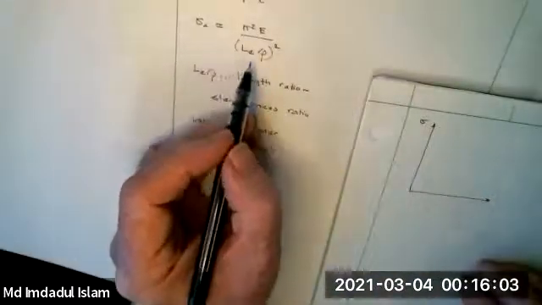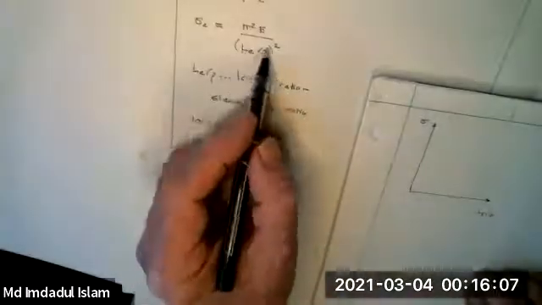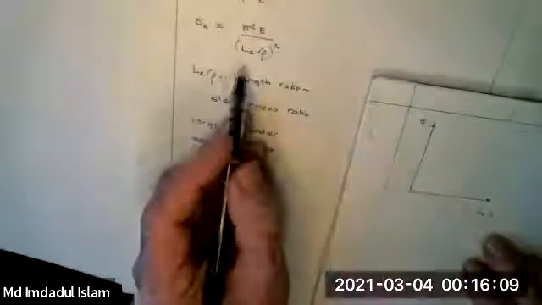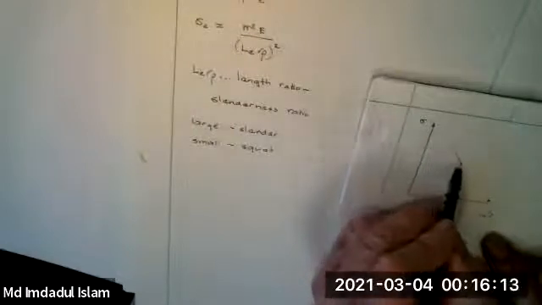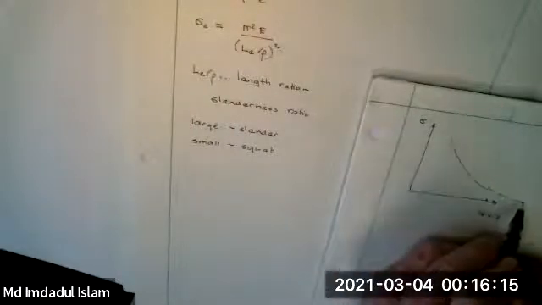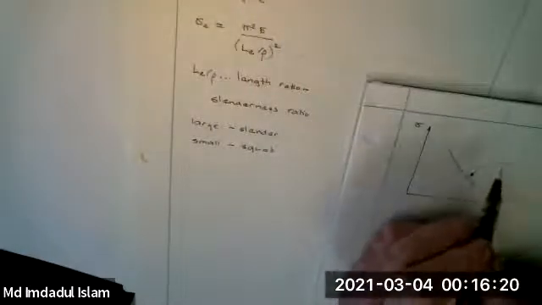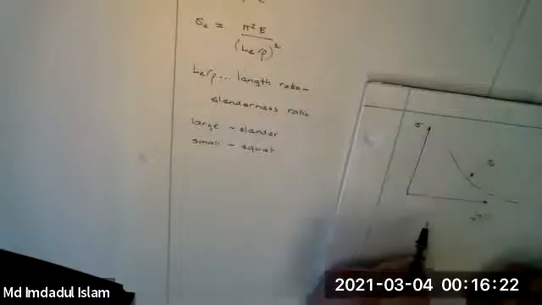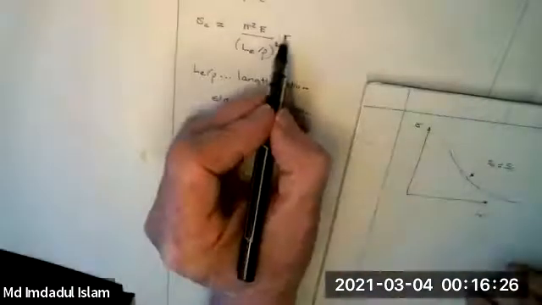The sigma C looks like 1 upon, if you call this x, 1 upon x squared. That's a line like this. We're going to call that SC for buckling.